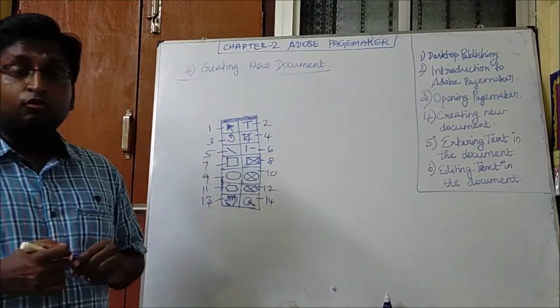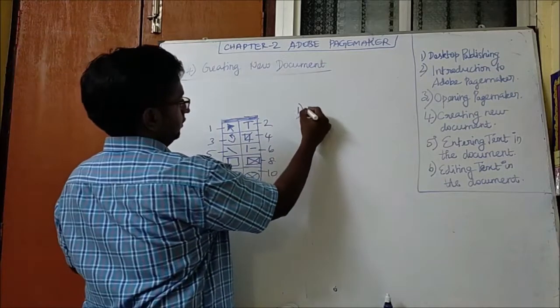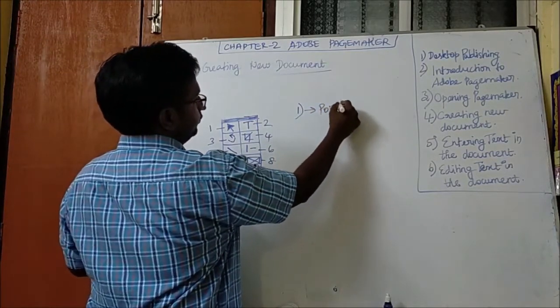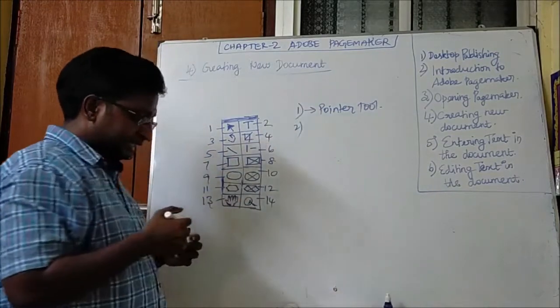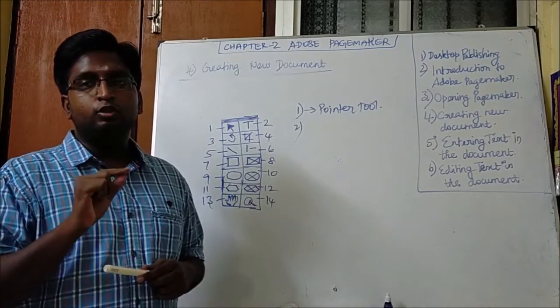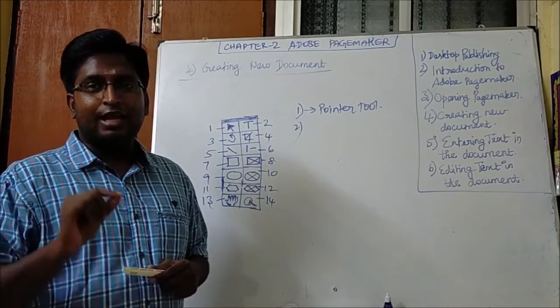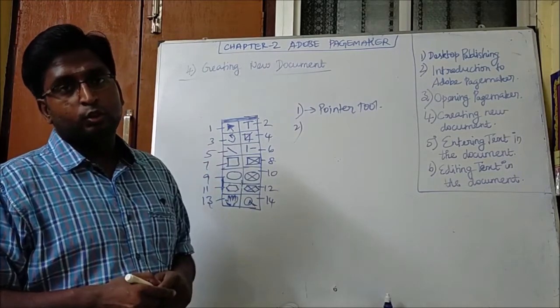So totally there are 14 tools available. The first one is the pointer tool. You can select an image or an object, or you can click and drag an object. You can use this pointer tool.